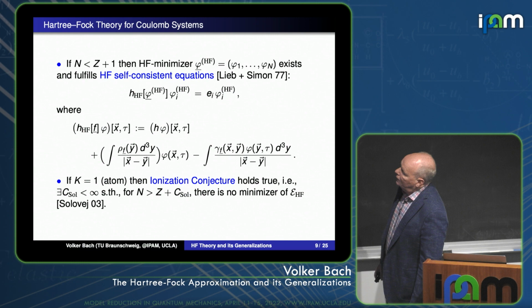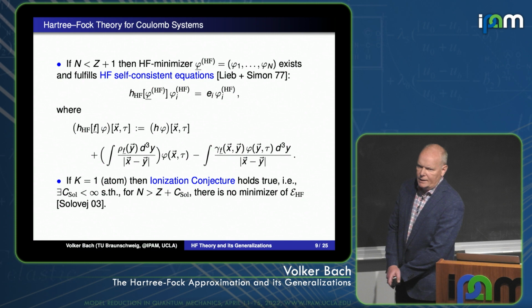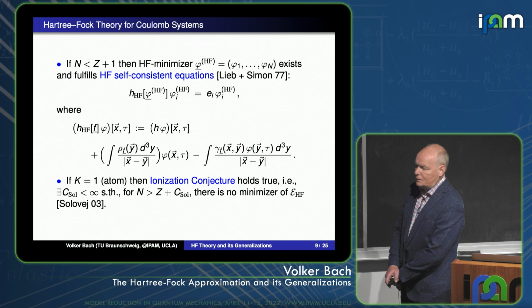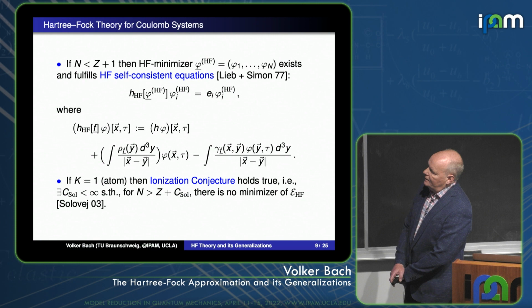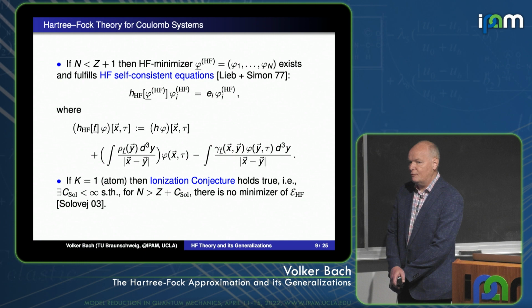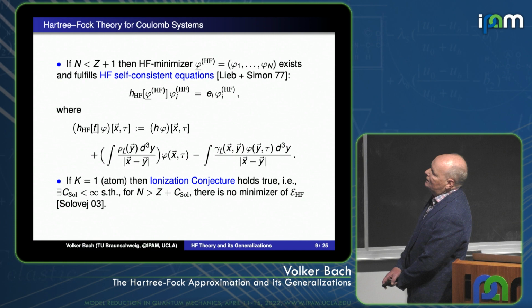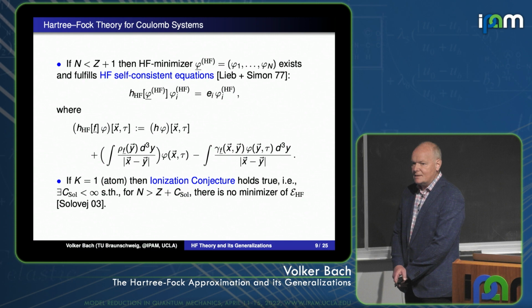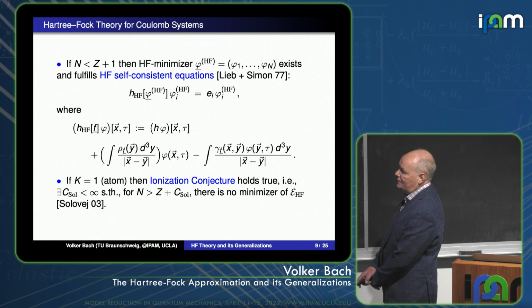If the particle number is less than Z plus 1, so it could be Z, for example, then there exists a minimizer, and this Hartree-Fock minimizer fulfills the self-consistent equations that everybody knows here, of course. But the mathematical problem of proving that there exists a minimizer is non-trivial. I mean, it's not understood that a stationary point, the minimum, is attained as a stationary point.